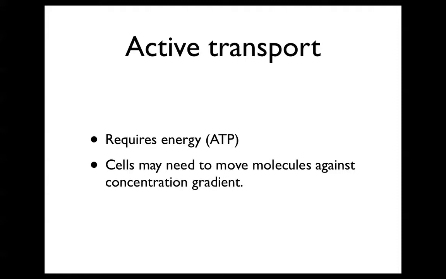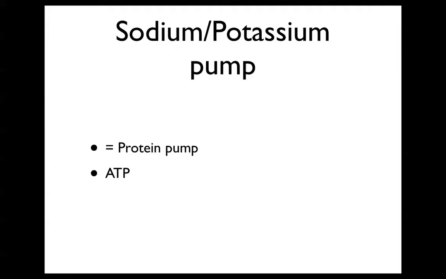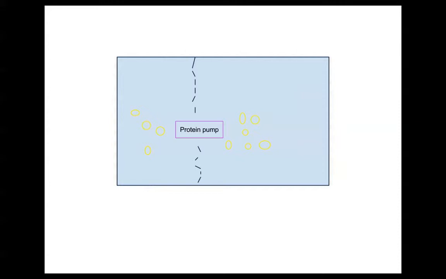Now we move on to active transport. This transport requires energy, called ATP. It requires energy because cells may need to move molecules against the concentration gradient. Sodium and potassium pump, also known as protein pump, requires ATP. As you can see, the protein pump in the picture requires ATP so it can move the molecules that are against the gradient.